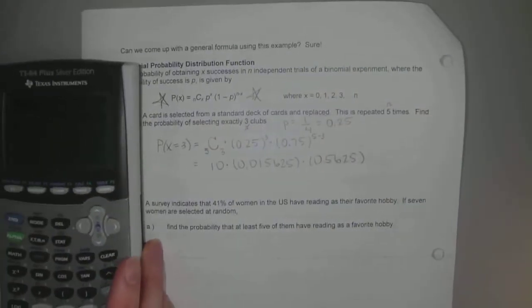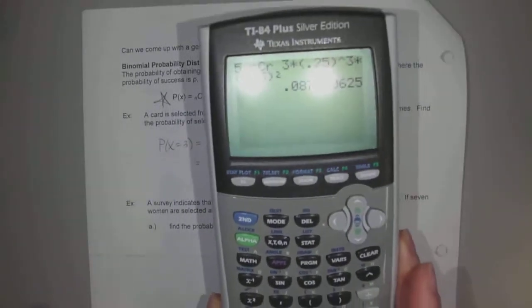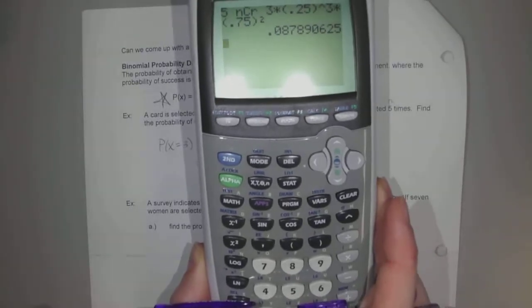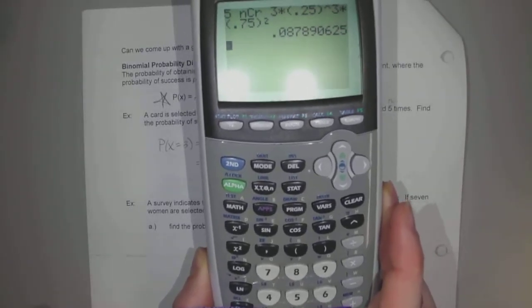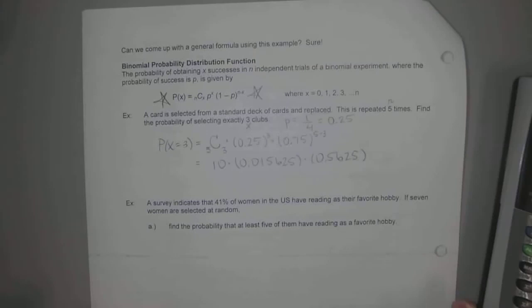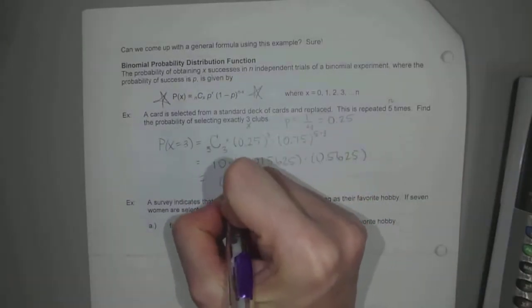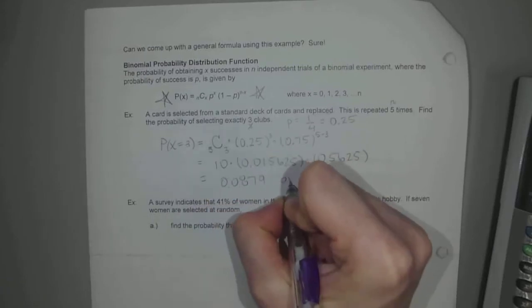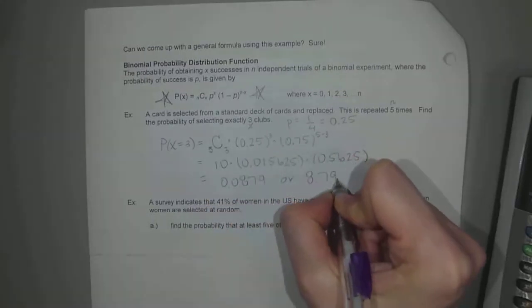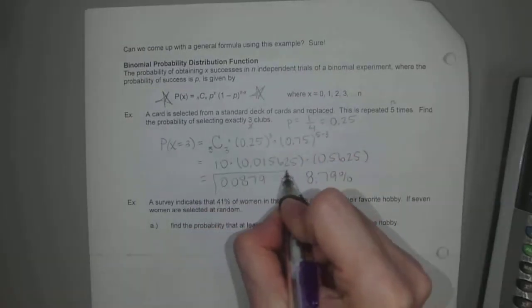Most of these are going to be rounded to 3 or 4 decimals. I always do 4, okay? So if you multiply it this way or all in your calculator, you should get 0.0879, or 8.79%, if you wanted to change it to a percentage.